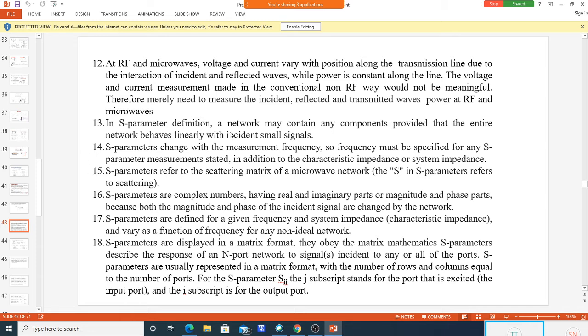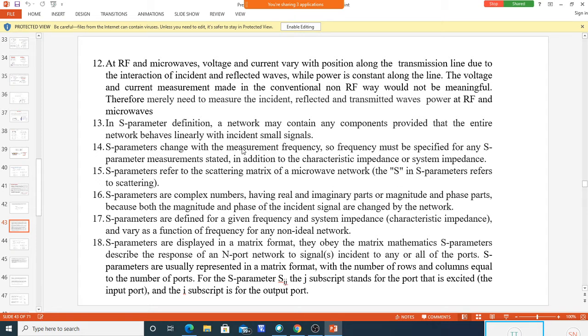So, the S parameter definition: a network may contain any component provided that the entire network behaves linearly with the incident small signal. Usually scattering parameters are defined for linear networks. That's why its behavior must be linear. Then we can apply S parameters for defining that network. S parameters change with the measurement frequency. So frequency must be specified for any S parameter measurement, in addition to the characteristic impedance or system impedance. This is very important here.